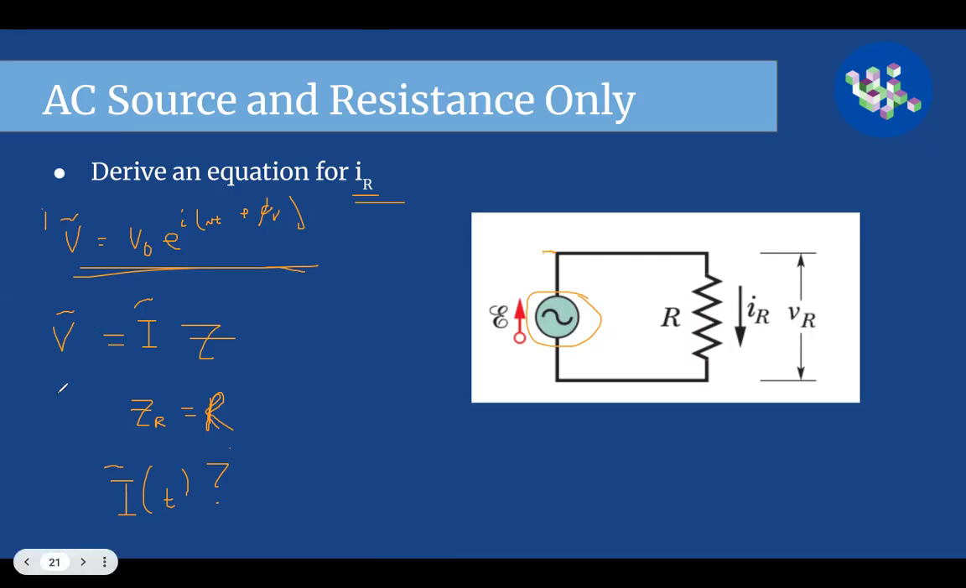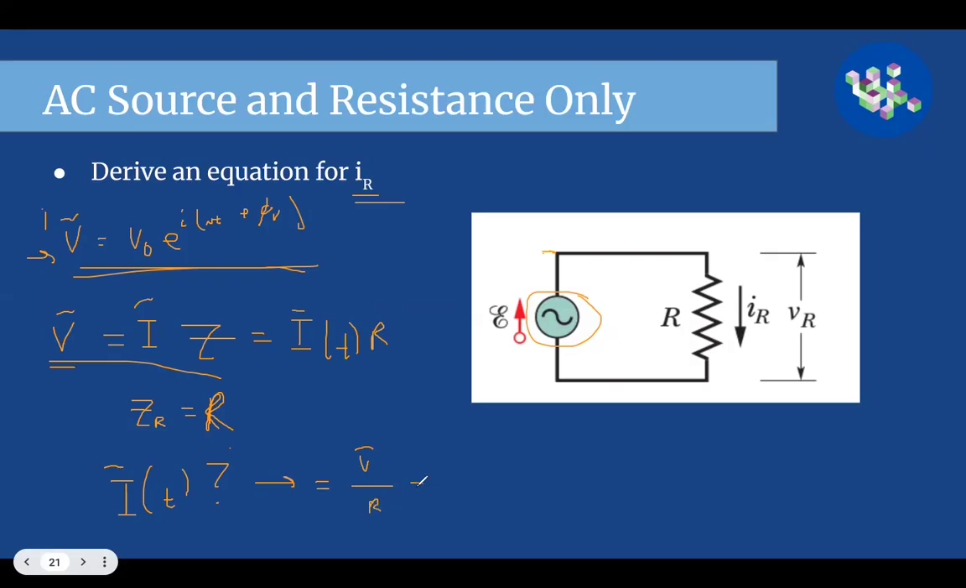We have this relationship: V equals I times the complex impedance. You know the complex impedance for a resistor is just R. So this equals the current as a function of time, times the resistance. I already know the voltage, it's right over here. So the current just equals voltage divided by resistance.